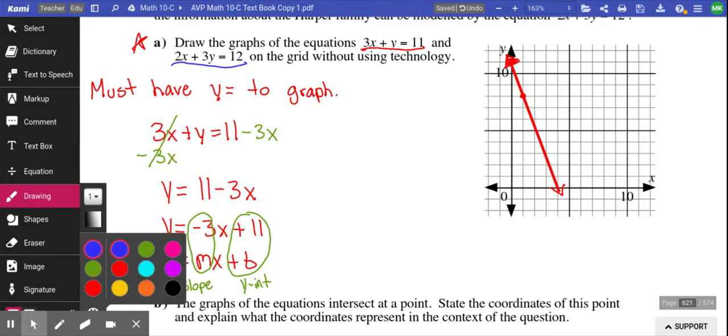If you want to pause and just see if you can graph the blue line on your own, that'd be a good idea. Just give it a shot. Cool. Hopefully you paused and tried. This is how you would do the second one.